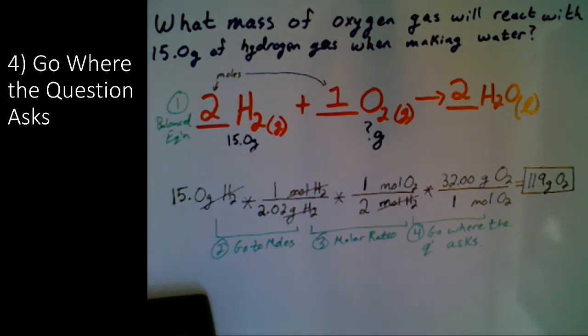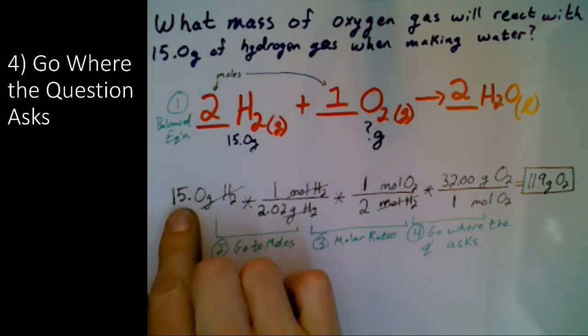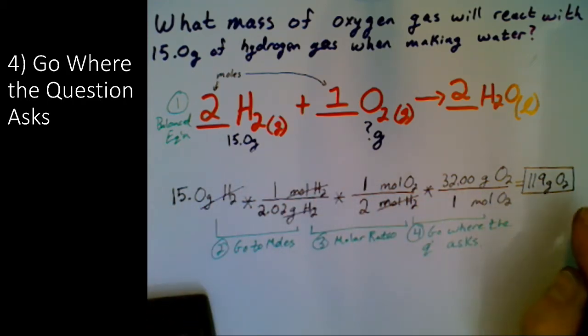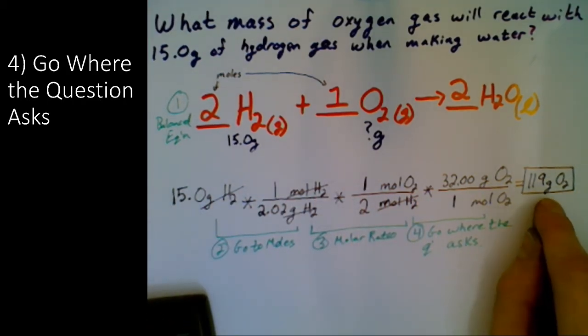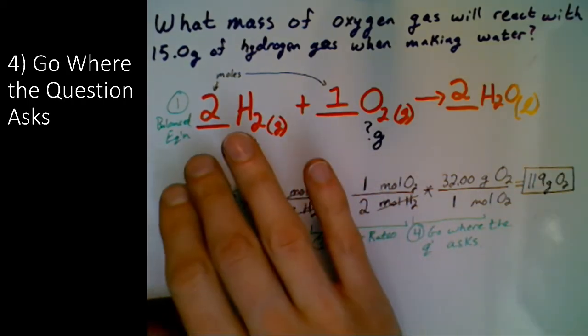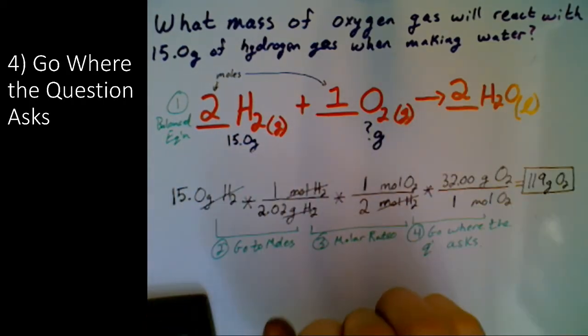So what does this really mean? Well, what this means is if I started with 15.0 grams of hydrogen, and there's, let's pretend, an unlimited amount of oxygen around, which is a pretty good bet because there's a lot of oxygen around, it would actually need to react with 119 grams of oxygen in order for this whole reaction to work out so that all of the hydrogen was used up.